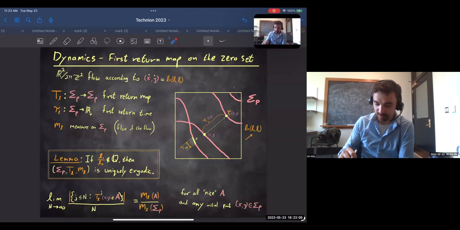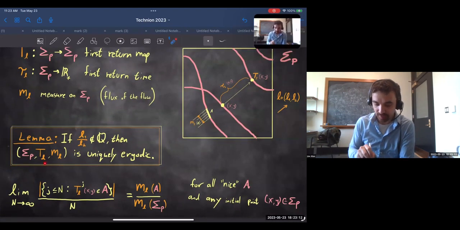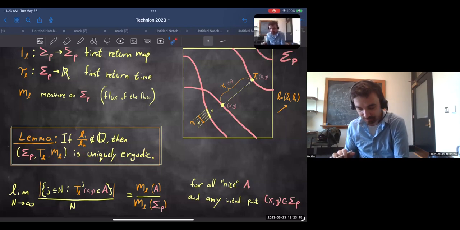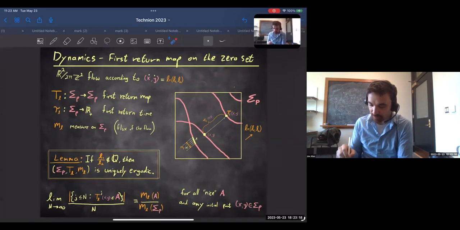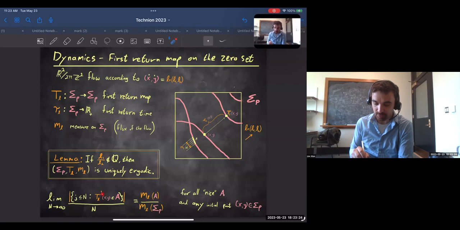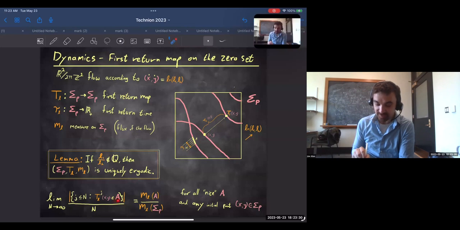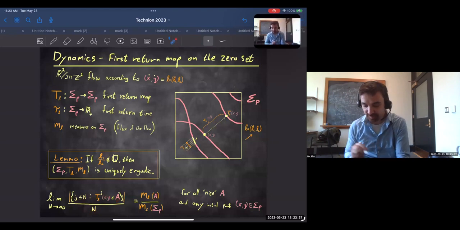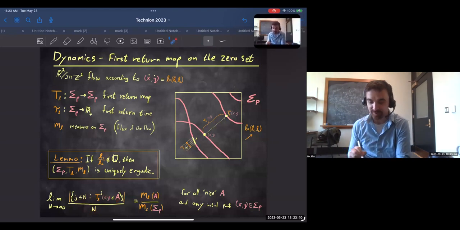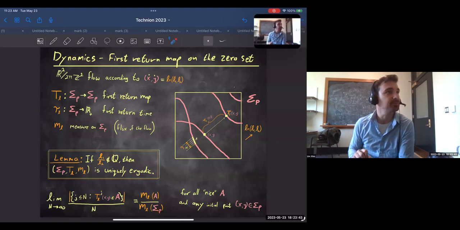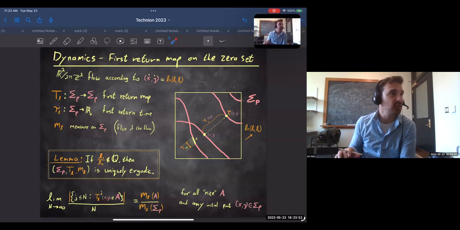And now comes a lemma that says that this system is uniquely ergodic. If I start with any point along my variety and start jumping around with this first return map, and I ask how many times I land in a certain set, what's the average time among the first n steps that I'm in a certain set? It's going to converge to the measure of this set relative to the measure of everything. And the fact that I can start with any point, that's the unique ergodicity. Are you okay with that?